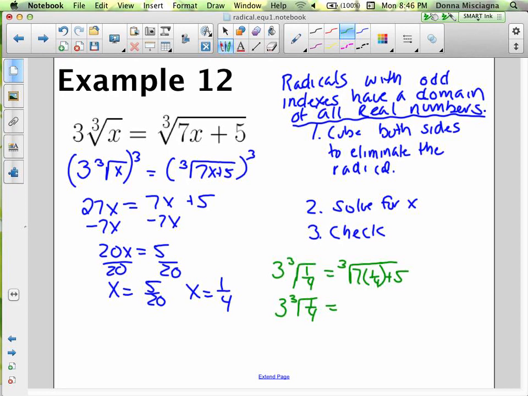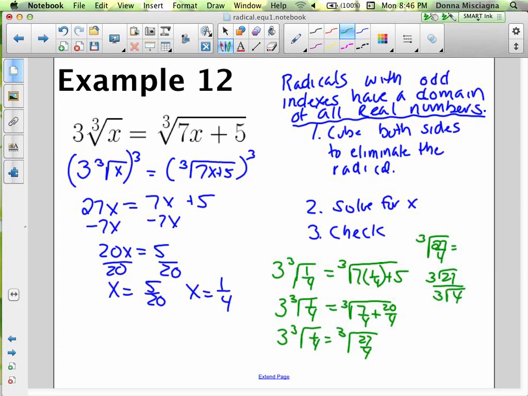All right, so let's look at this one. Now we have the cube root of 7/4 plus 5. Five is how many fourths? That would be 20/4. All right, so this is 3 times the cube root of 1/4 equals the cube root of 27/4. Well, we could simplify the cube root of 27/4, right? Because the cube root of 27/4 is equal to the cube root of 27 divided by the cube root of 4.